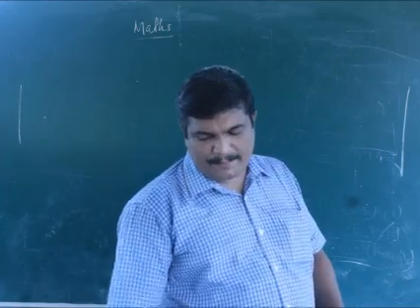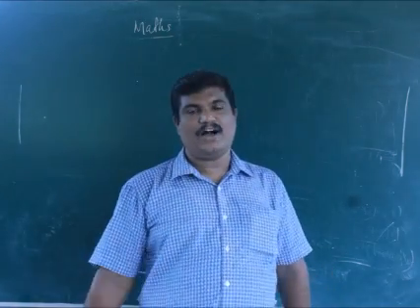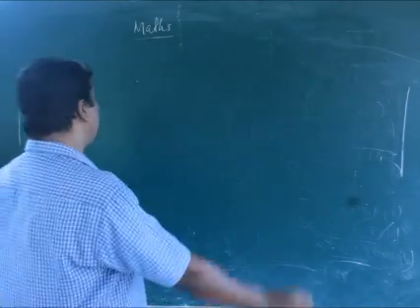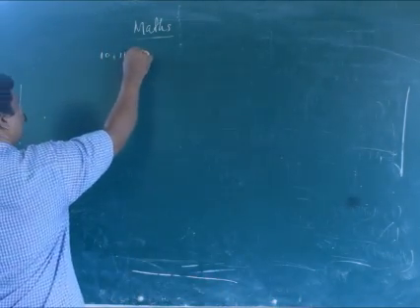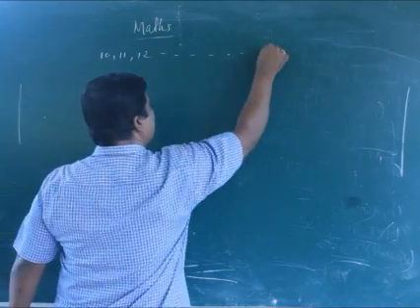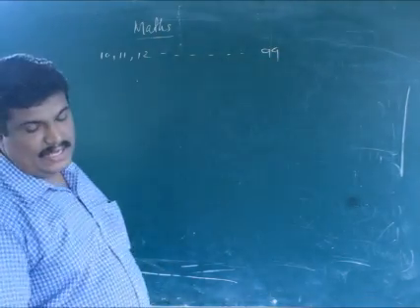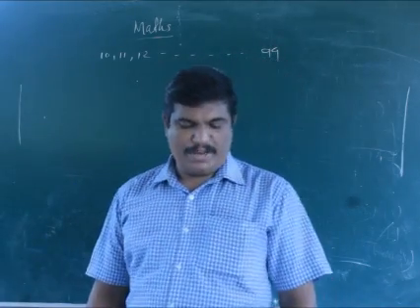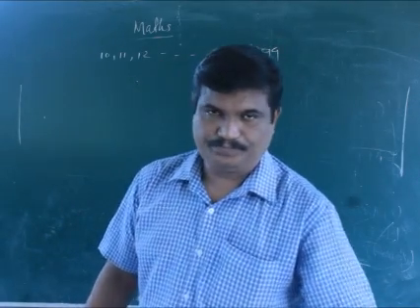How many 2-digit numbers are divisible by 3? 2-digit numbers start from 10, 11, 12, etc., up to 99. That is 2-digit numbers. So how many 2-digit numbers are divisible by 3?